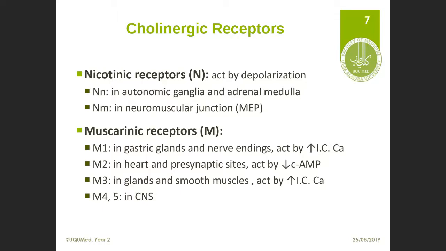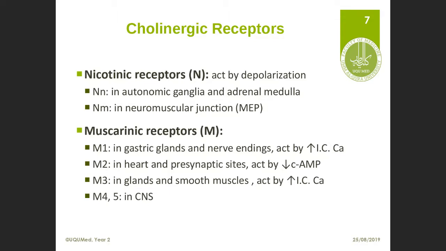The M1 receptors are mostly present in the gastric glands, meaning in our GIT, and in some secretory glands like the lacrimal gland. They act by increasing intracellular calcium. When there is an influx of calcium, most of these receptors are activated.